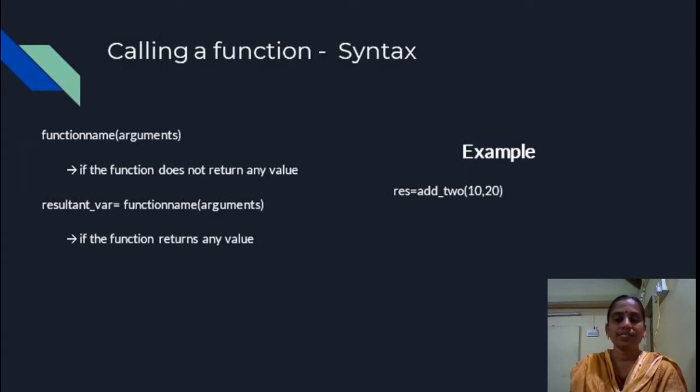Once the function has been defined, we can call the function as many times as possible at any time. So for example, calling a function takes two forms. The first form is function_name(arguments).